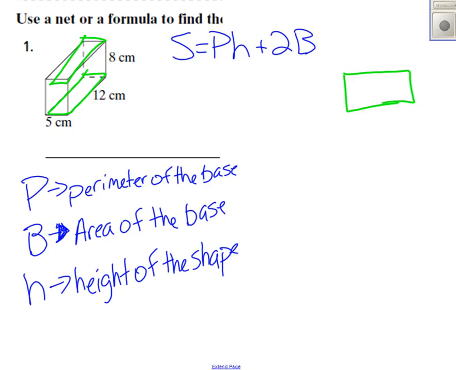And what are the dimensions on our base? Just the base. 5 and 12. Okay? So now we're going to find the perimeter of that, and the area of that. So what is the perimeter of our rectangle here? 34. Remember, to find perimeter, we just add up all the sides, because it's perimeter.